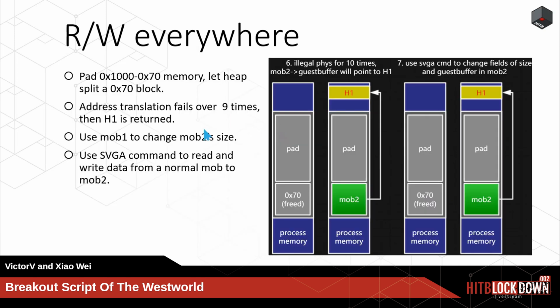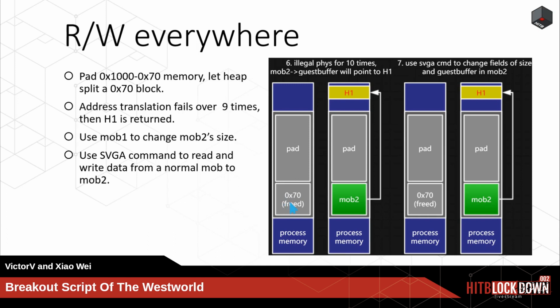Sixth, we allocate a shared buffer to pad that 4K block, and the size should be like this. Then it will split a 0x60 whole block.